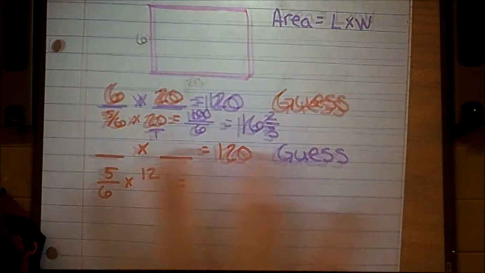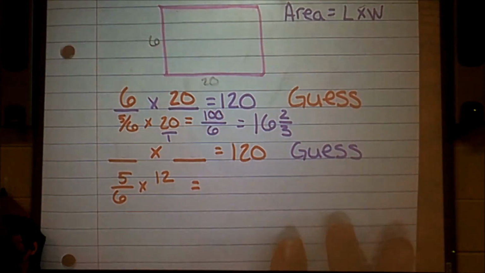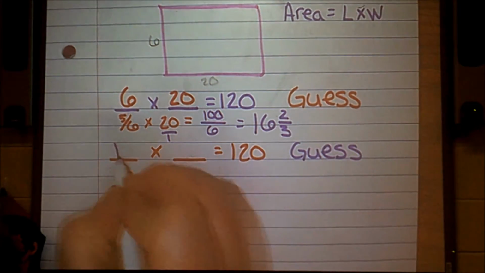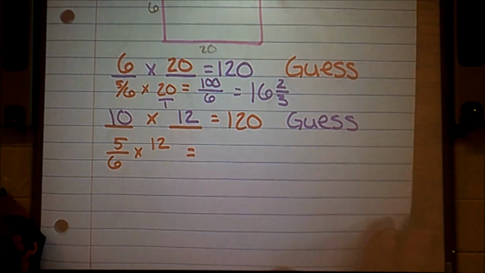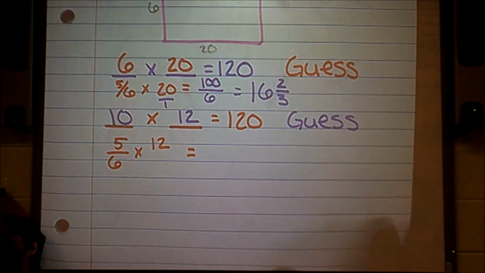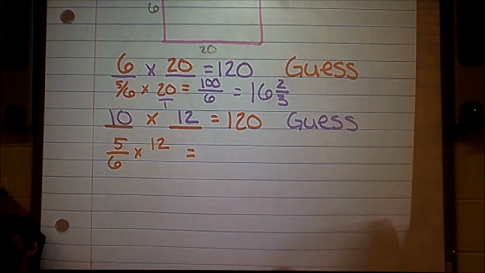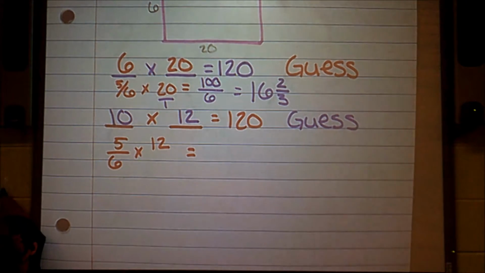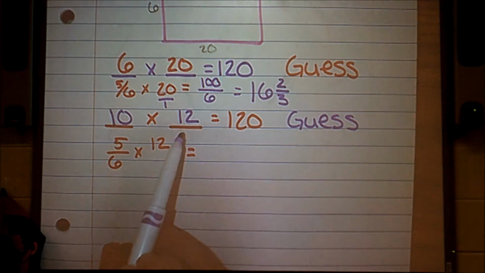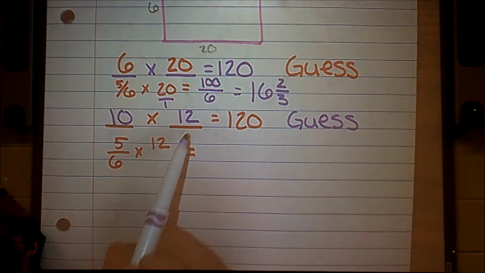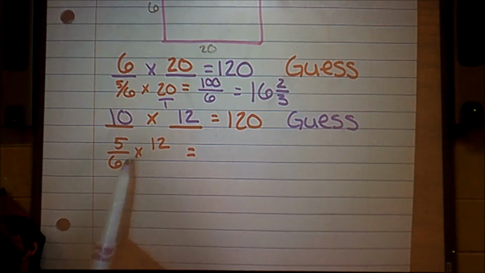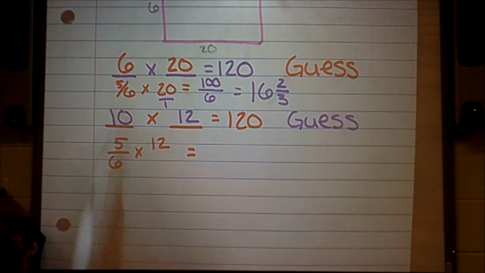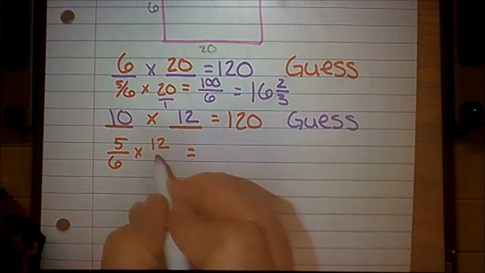Ooh, what about 10 times 12? 10 times 12. That definitely equals 120. So that's check, that's check off 1. But now I need to make sure that my length, my 12, which is my longer one, is 5/6. So I need to do 5/6 times 12 to see if I get 10 as my answer. Let's try.